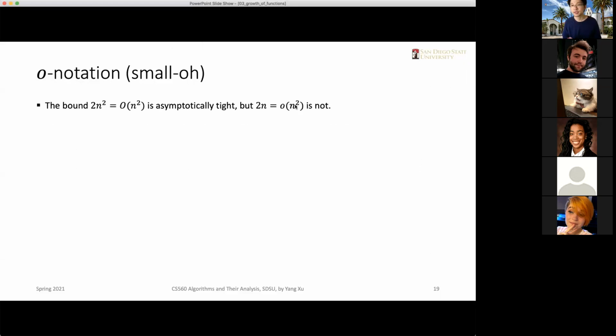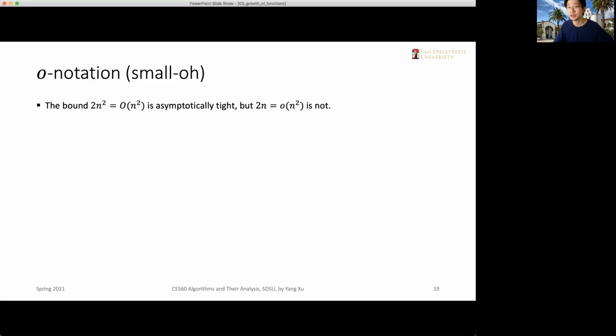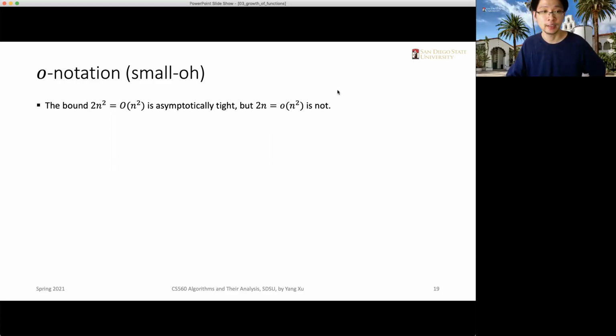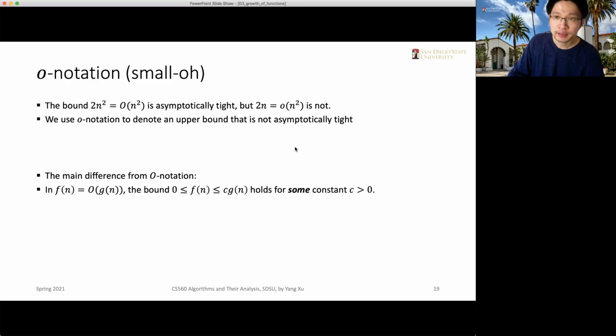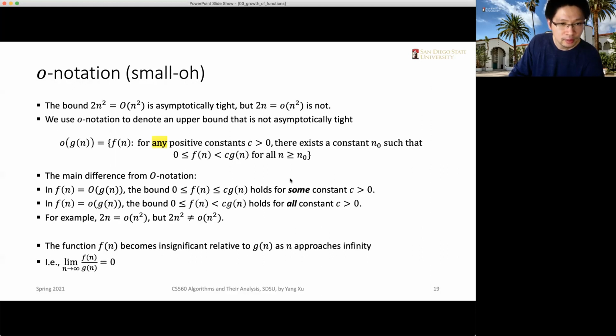All right, so the difference is that when we use a small o, it refers to basically an upper bound, but it's not necessarily a tight upper bound. It can be a very loose one, okay? So if we look at the definition for small o, and we compare it, the definition is right here, okay?